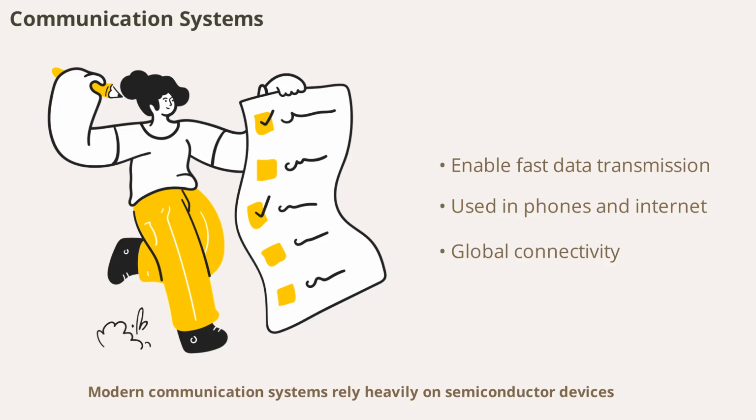Modern communication systems rely heavily on semiconductor devices. From mobile phones to the internet, transistors, diodes, and integrated circuits process and transmit information at incredible speeds. The miniaturization and efficiency of these devices have made global connectivity a reality.